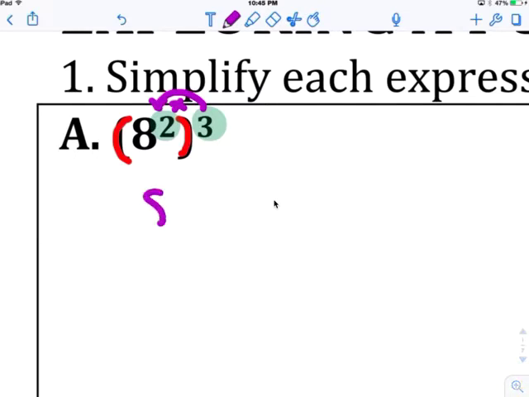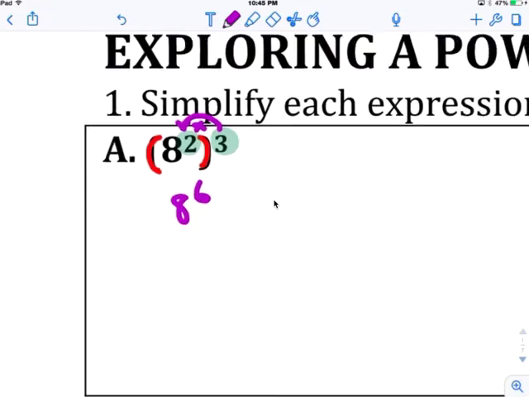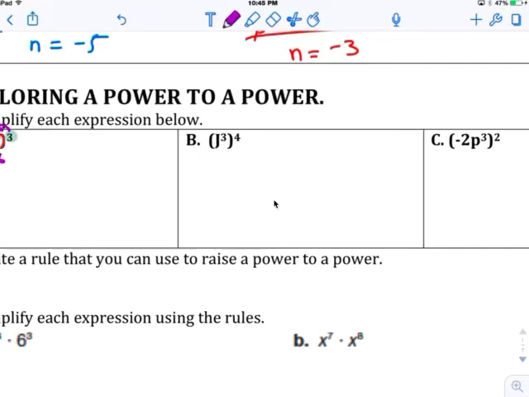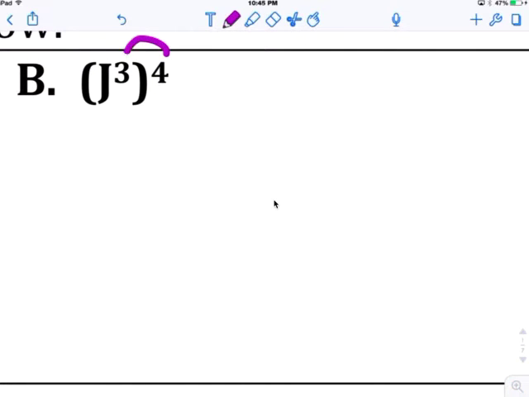Multiply them, so that's 8 to the 6th power, or 8 times 8 times 8, 6 times, right? Same here. This is power to a power, j to the 12th power. Distribute power to a power.